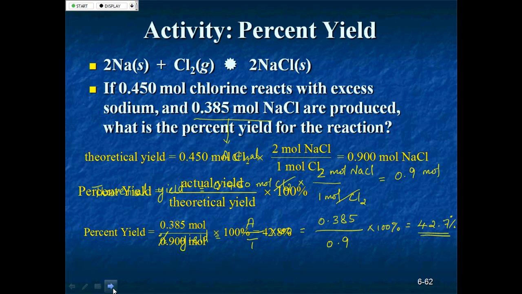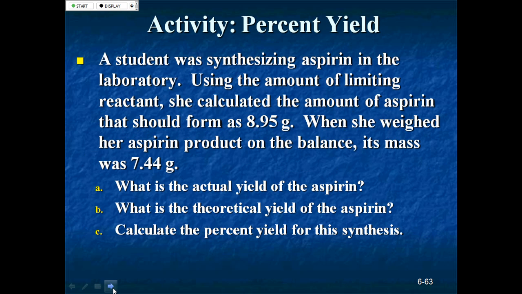Okay, that is not exactly on the top. Okay, one more problem. You go ahead and do it by the time I come back. Oh goodness.